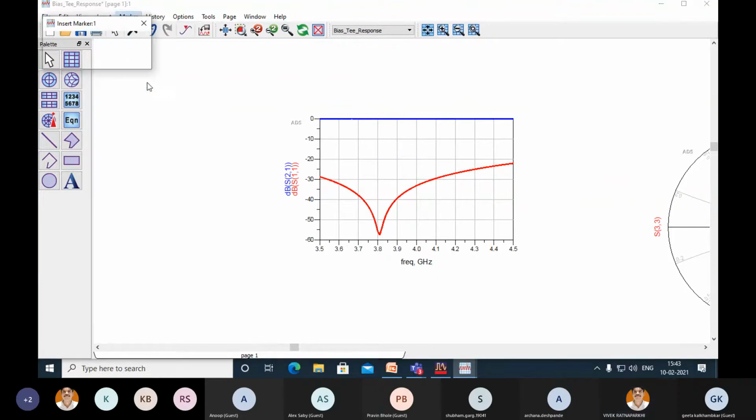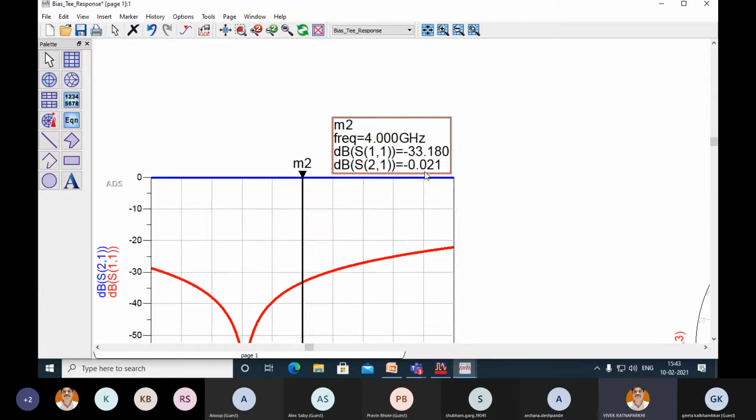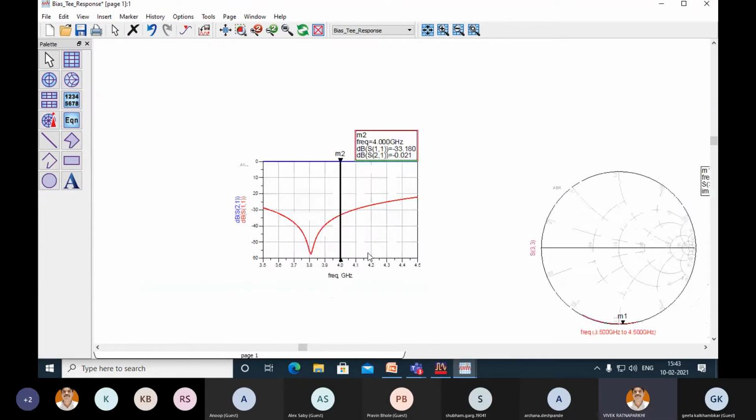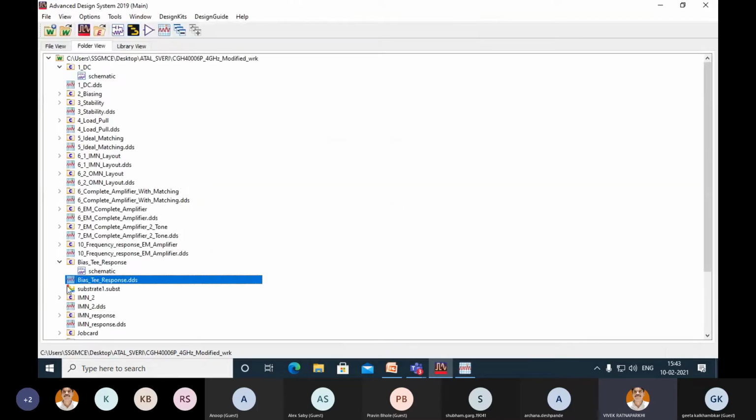I just wanted to let you know about the loss in that particular T. So it is 0.02 at the design frequency of 4 gigahertz. And you can see over the band of 3.5 to 4.5, as you keep moving your marker, the loss is very less. Ideally, it should be 0 dB. It means there should not be any signal loss when it is traveling from your DC source to the gate or DC source to the drain of your transistor. So that is the meaning of a lossless bias T.